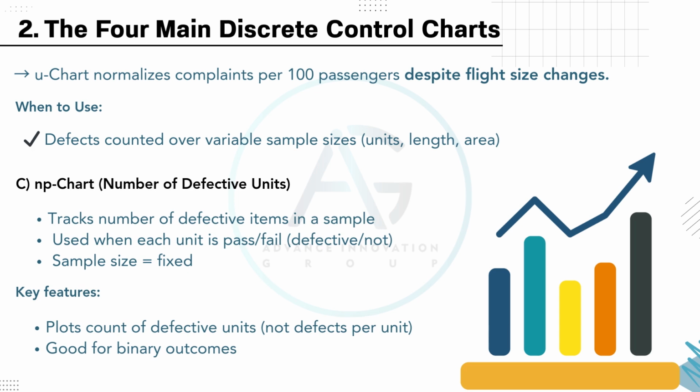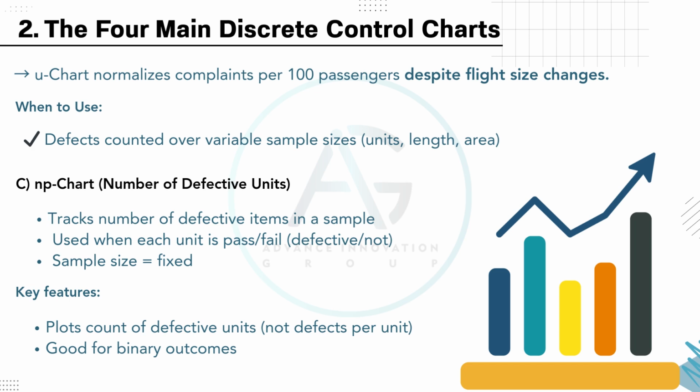When to use? Use NP charts when you're tracking defective units, not the number of defects per unit. Each unit is simply evaluated as acceptable or not. And very importantly, the sample size must remain fixed throughout the data collection. Key features. It plots the count of defective units over time. It's ideal for binary classification tasks like yes-no decisions on whether an item passes inspection.